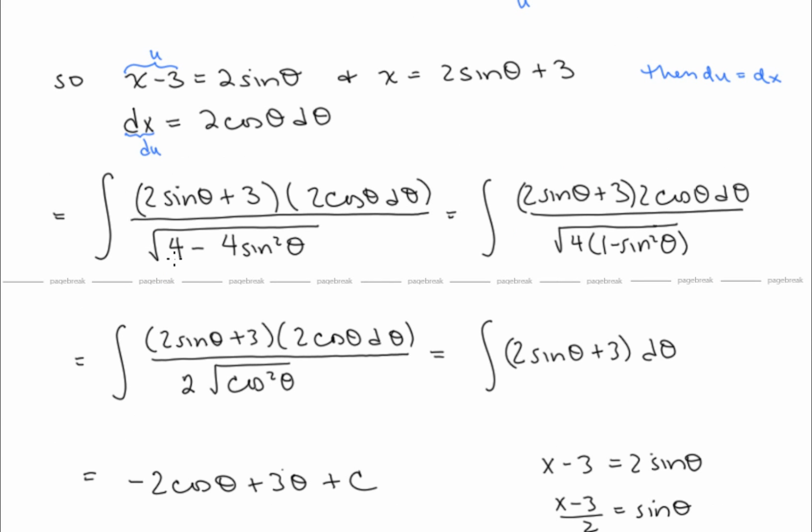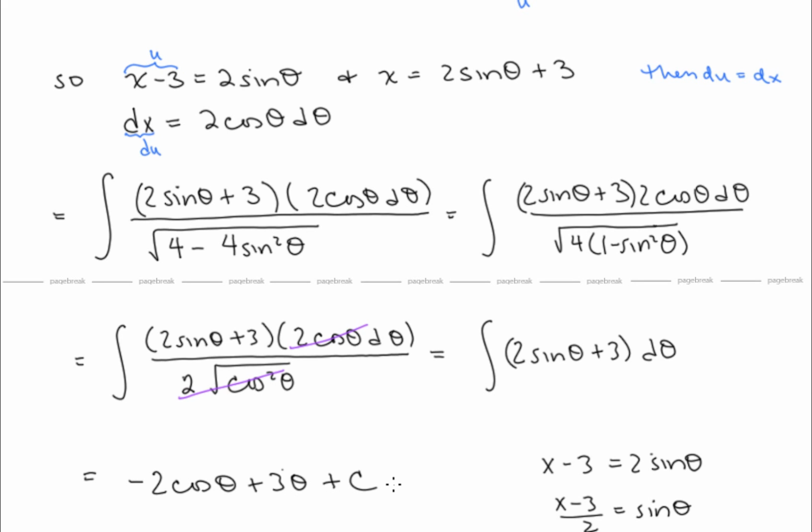So we factor our 4 under the radical in the denominator, and the 1 minus sine square theta gets replaced by a cosine square theta, and then radical cosine square theta is equal to cosine theta. Radical 4 is equal to 2. And so we have a 2 cosine theta canceling with a 2 cosine theta, and we're left integrating 2 sine theta plus 3. So we have negative 2 cosine theta plus 3 theta plus a constant.